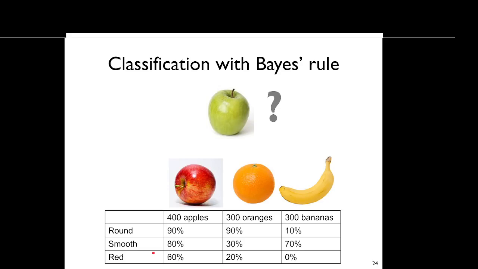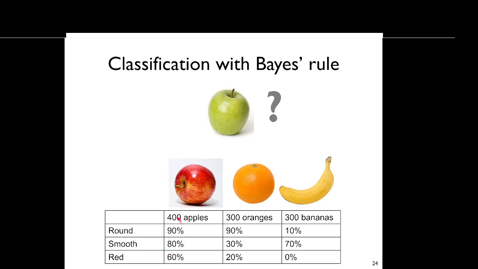Now, let's apply this practically. For a simple scenario where we collected data, we have apples, oranges, and bananas, and we had 1,000 cases, 400 apples, 300 oranges, 300 bananas. We had three attributes. Is it round? Is it smooth? Is it red?